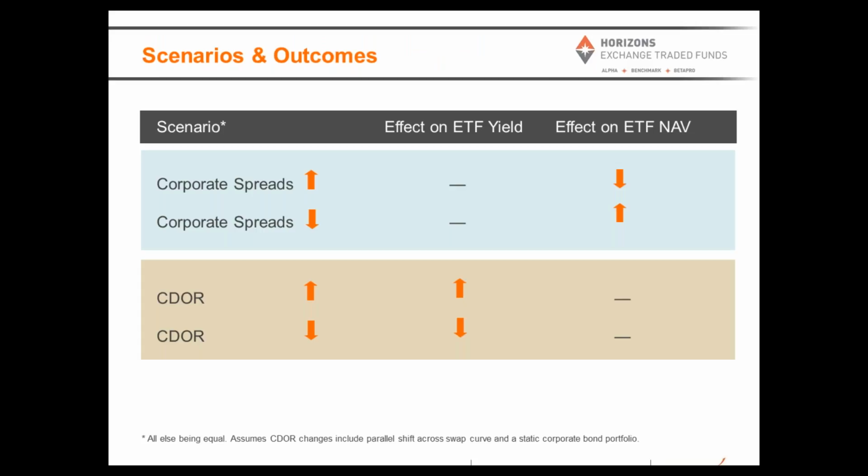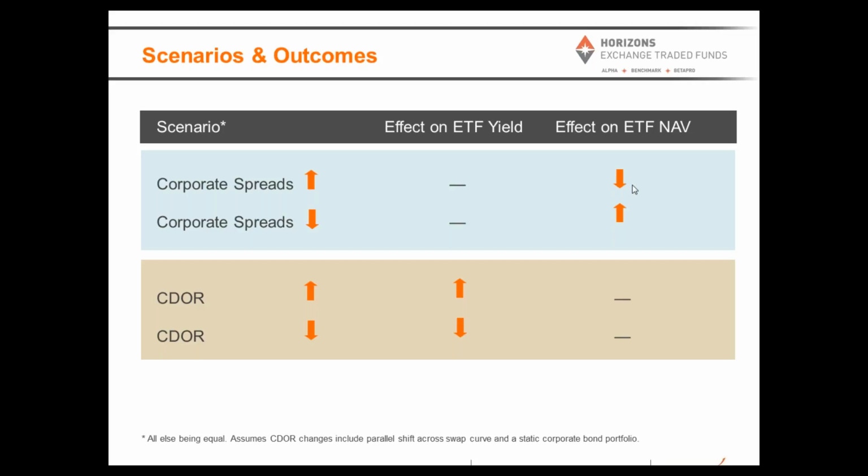So what are the scenarios and outcomes here, if we think about where the yield comes from on an active floating rate corporate bond ETF? If CDOR at the bottom goes up, then the yield on the ETF goes up. If interest rates go down, the yield goes down. If corporate spreads widen, that drives the net asset value or the price of the ETF down. And if corporate spreads tighten, it will drive the value of the ETF up.